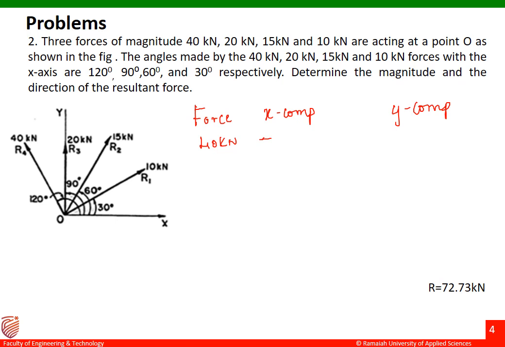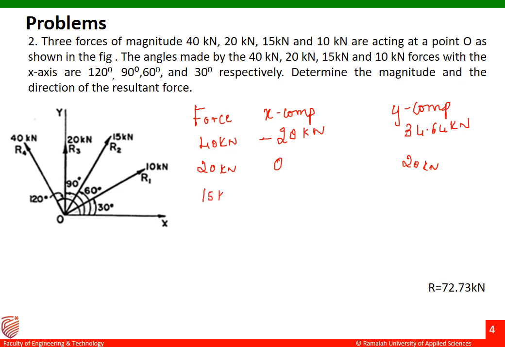Okay, so for me, I'm getting the answer for x component as 20 kilonewton here. Y component, I'm getting it as 34.64 kilonewton. This is my y component. Okay, let us go for the second force here. That is 20 kilonewton there. So my x component will be equal to 0 there, and then y component will be equal to 20 kilonewton there.